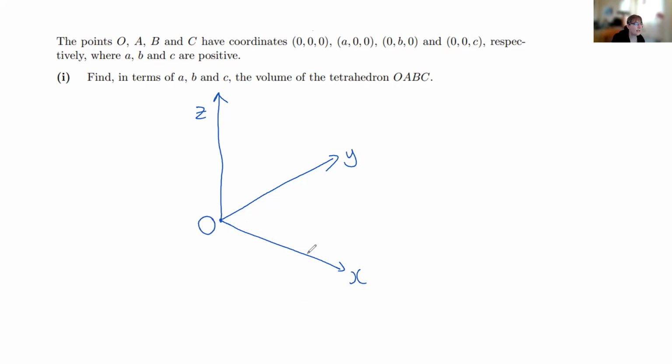We know that point A is along here because it's got coordinates A, 0, 0. So this distance is A. We know that B has got coordinates 0, B, 0. So B is going to be this point where this is length B. And C has got coordinates 0, 0, C. So C is up here. And as I said, your diagram can be a little bit neater than mine.